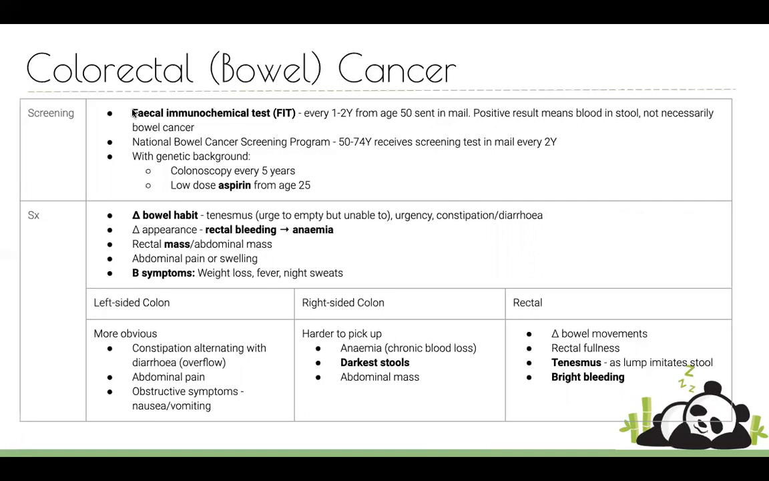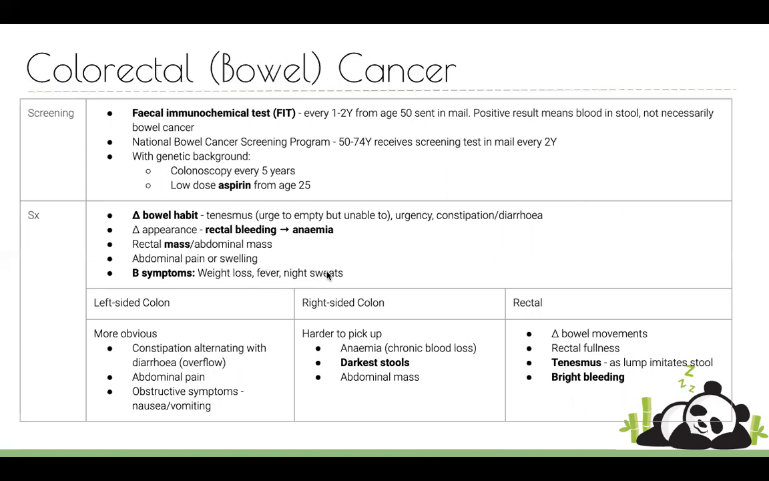So once they test positive to this, then they might go in and actually get diagnosed with a colonoscopy. And if they see anything strange on the colonoscopy or the camera, they might take a little biopsy, then send it to the labs, and then they'll tell you if it's cancer. If you have a genetic background, then you get your colonoscopy every couple of years, and they might be on low-dose aspirin. So how does it present?